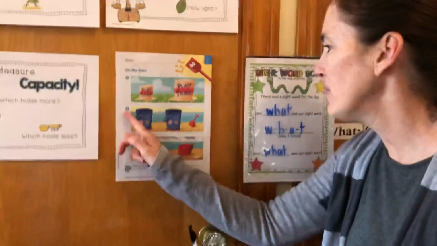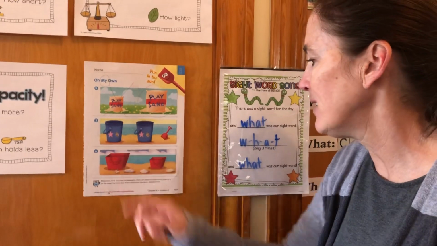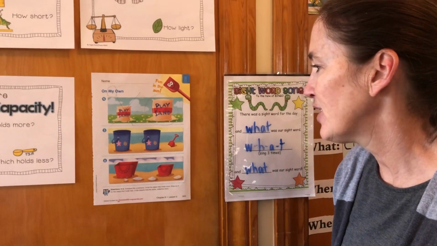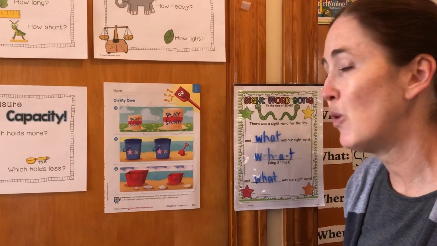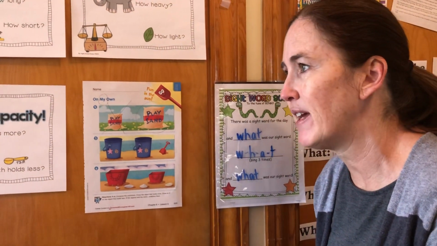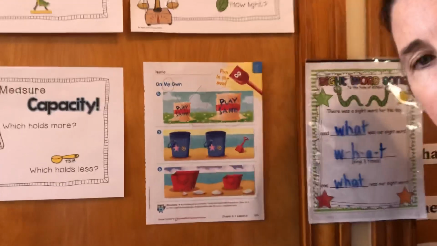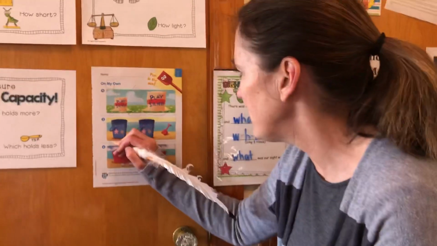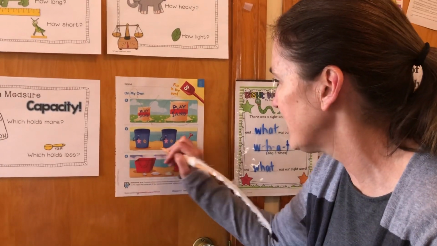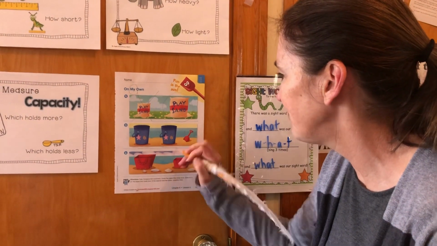Awesome. Number 5, compare the objects and circle the one that holds more, X the one that holds less, or if they're the same, underline them. What do you think? Tell a grown-up. They're the same. I had somebody tell me here at my house. It was Casey. I'm going to underline them.